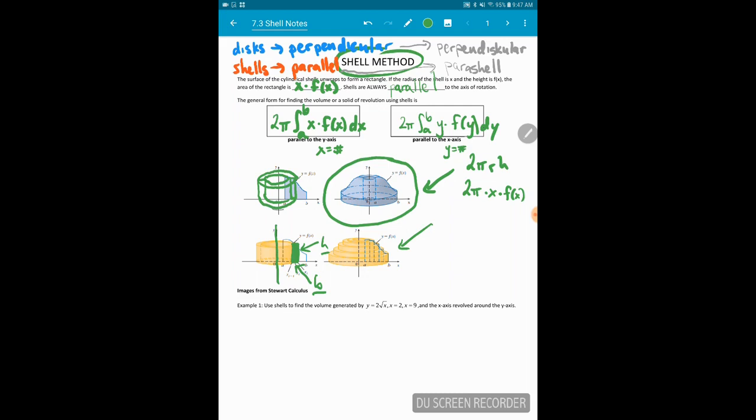Now, in general, not with the x's and the y's, it's 2 pi times the integral from start to finish of the radius times the height times dx or dy or whatever it is. So we have to make sure that we keep track of what r and h are as we move along.